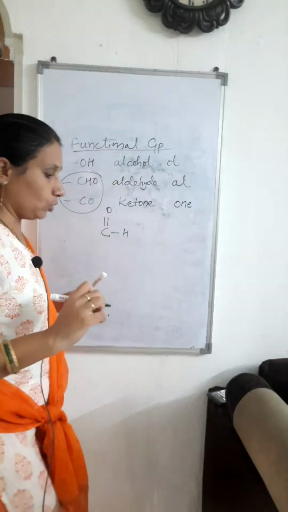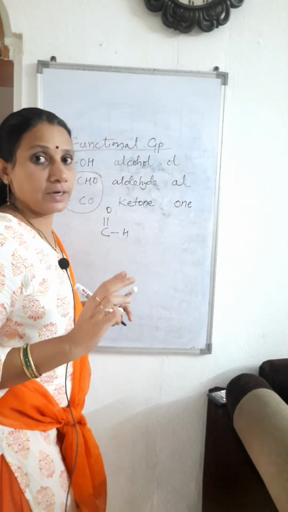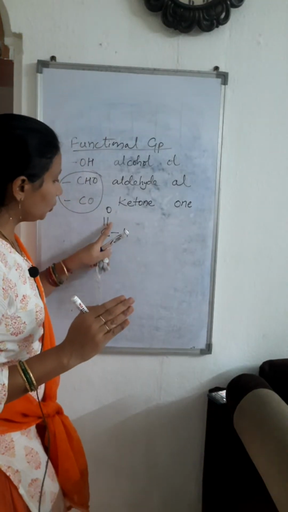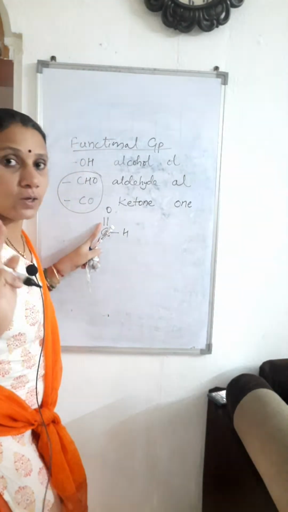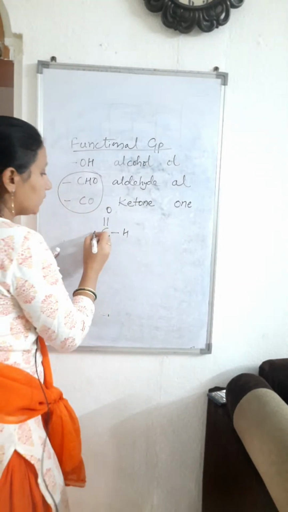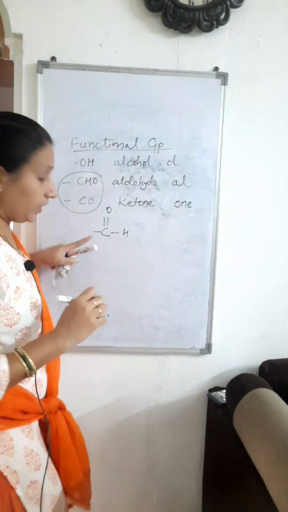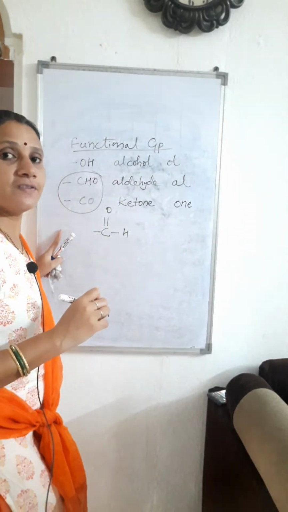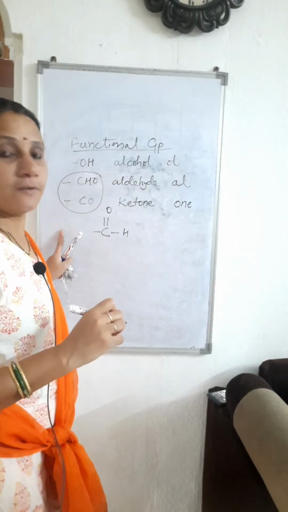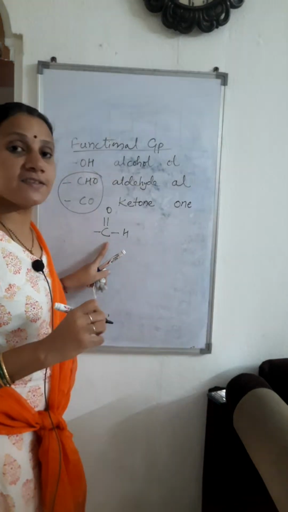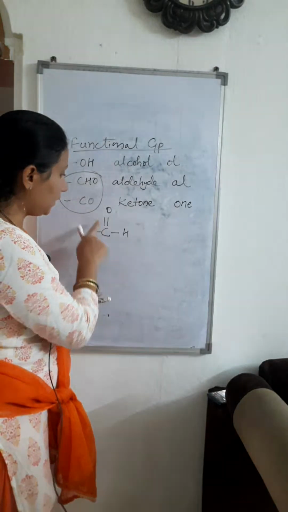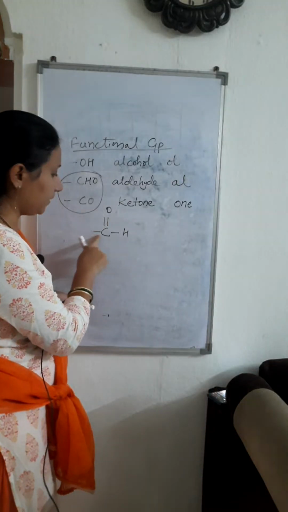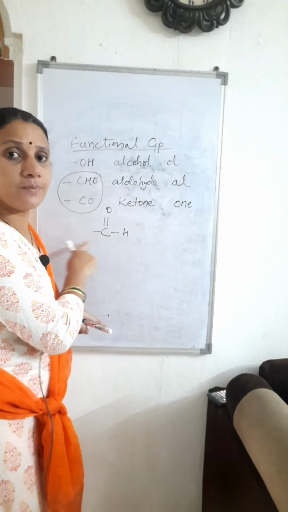Carbon's valency is 4, and it has to satisfy its 4 valency. Count: 1, 2, 3. 3 are completed, 1 more is remaining. So it will use that on the side where the remaining carbons will get attached, and by counting those carbons, we give the names. Once again, if it is aldehyde, C double bond O H, and the rest of the carbons will attach here.